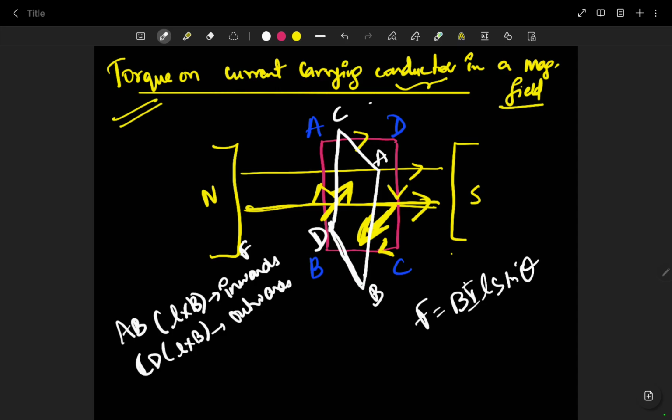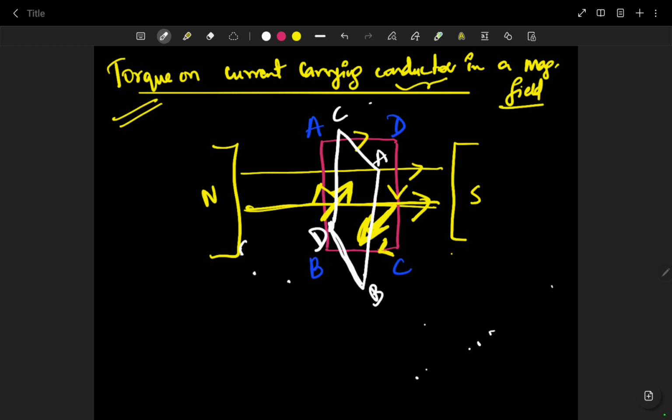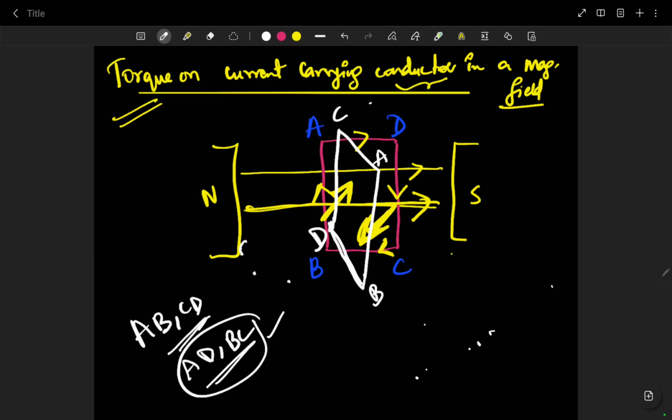So in both the things, let it be face AB of the coil or face CD of the coil, theta is necessarily 90 itself. So I can say that force on the face AB, force on the face CD, if I use 90 degrees over here, it will end up giving me BIL itself. Now this is the explanation for face AB and CD, but how about face AD and BC? So they will end up having a different explanation altogether, right?